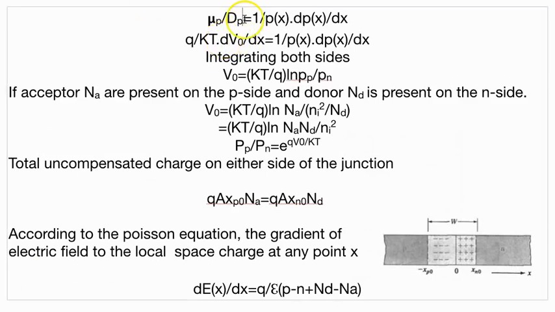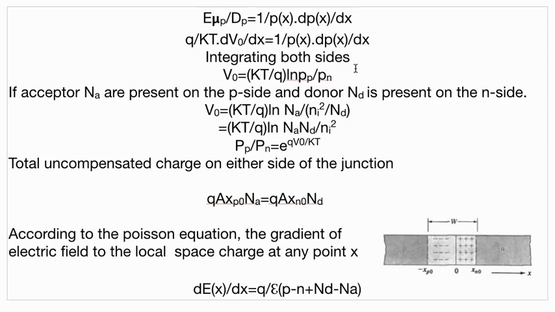Similarly here. Okay. This E will be equal to dV naught over dx, which is similar to 1 over concentration into differentiation of the concentration. If we integrate both the sides, we'll get V naught is kT by Q natural log of Pp over Pn. That means holes in the P region over holes in the N region.